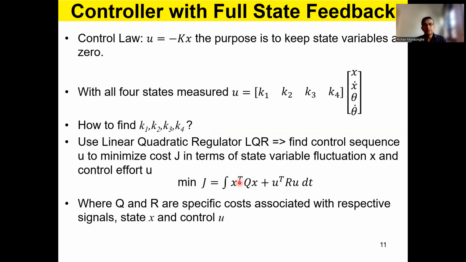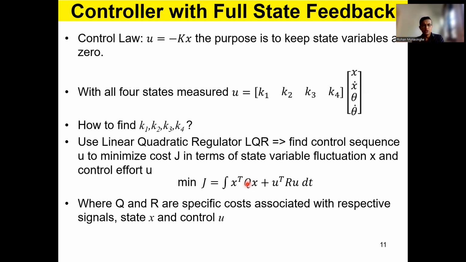So what is this? x transpose Q x. This x is actually the vector, right? Here you have x, x dot, theta, theta dot. This 4-tuple vector, transposed. And there's a matrix in the middle and then x. So it's a row vector, a square matrix, and a column vector.